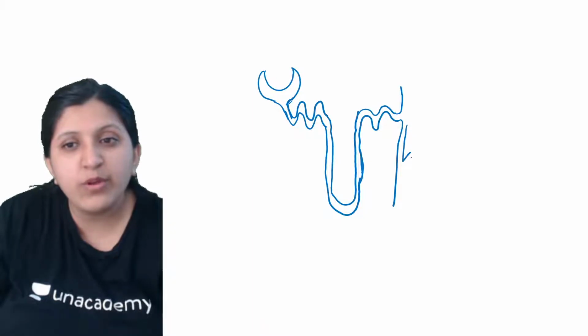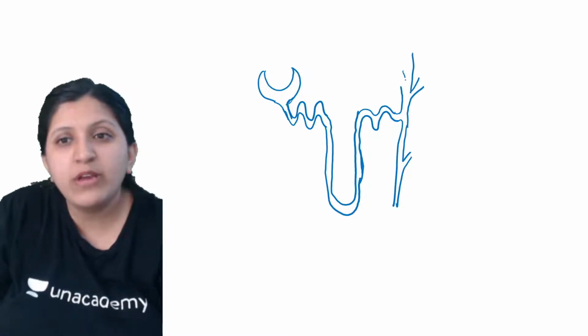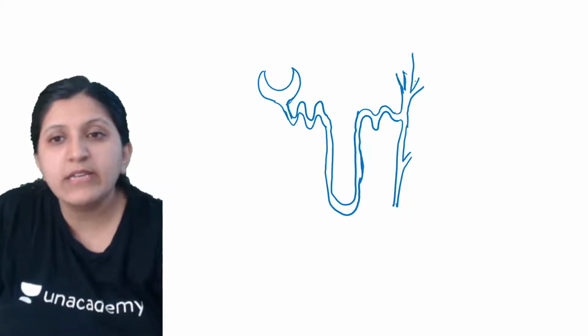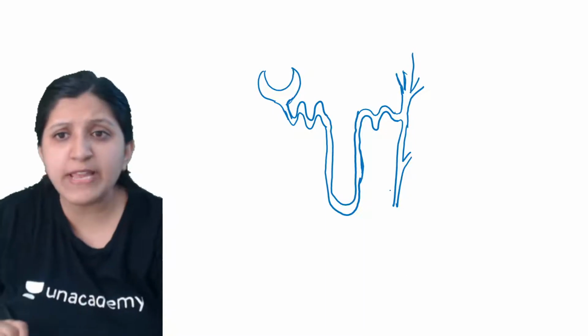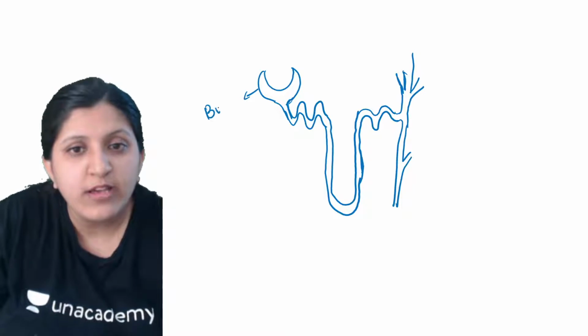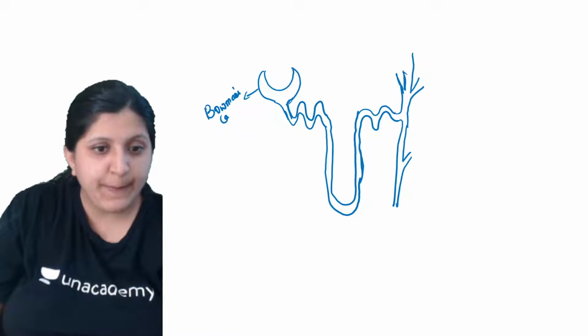So again there is a formation of convoluted tubules here, and then it is joining where? It is joining the collecting duct. Now here you can see a collecting duct which is present and is responsible for urine collection from different parts. So this is a collecting duct. Let me just label this one. So this is a Bowman's capsule.